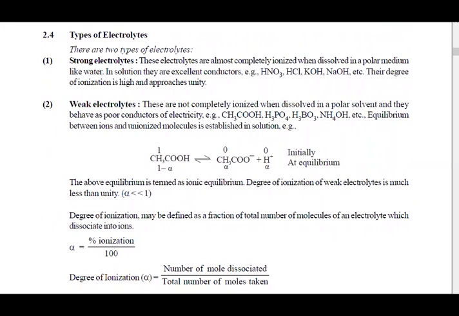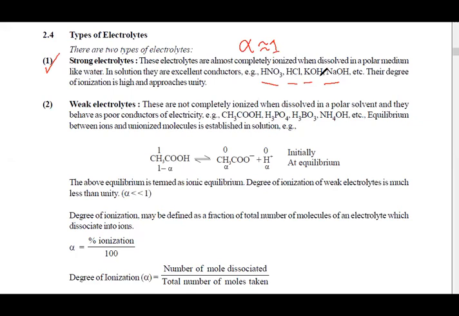Now strong electrolytes, as I said, are the electrolytes that can be ionized easily or completely, which means the degree of dissociation is almost equal to 1. They are called strong electrolytes. For example, HNO3, HCl, KOH, NaOH.